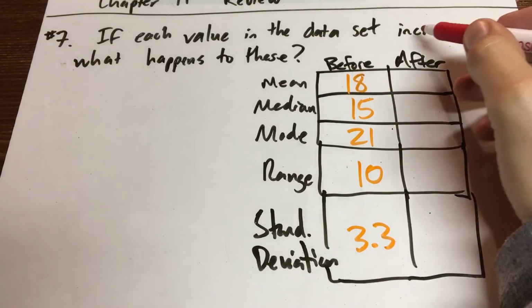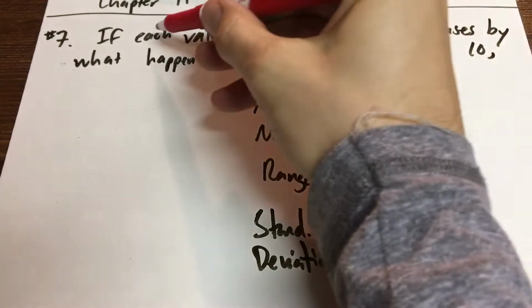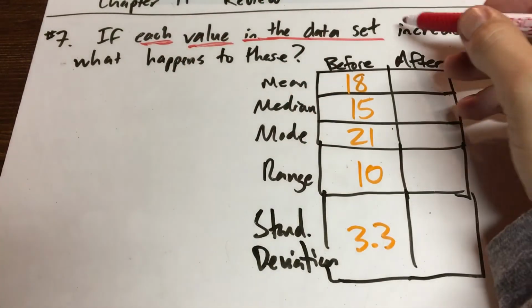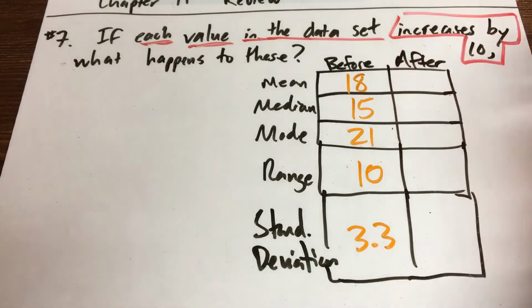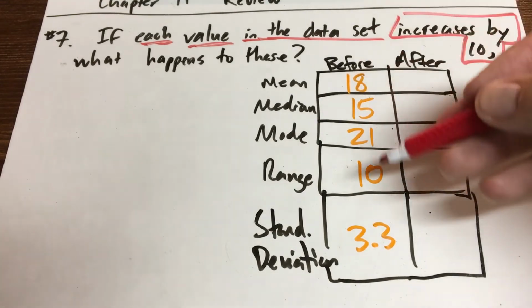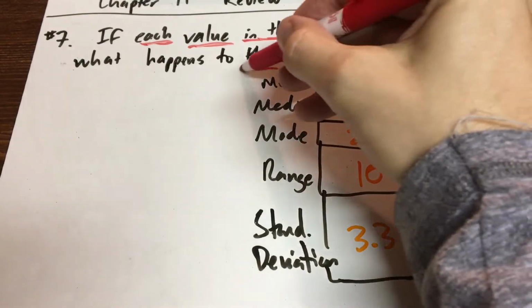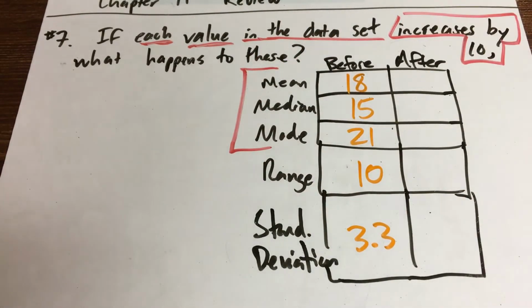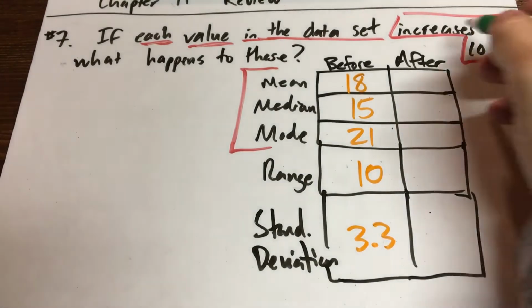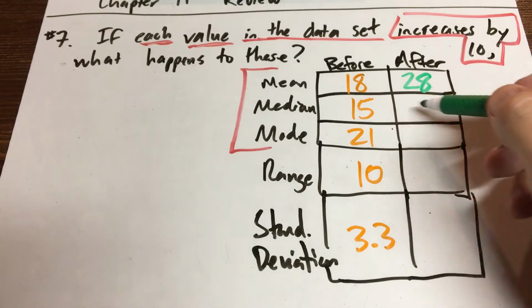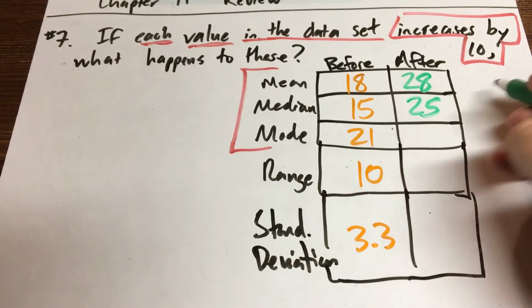And now they're going to say, what happens if I took every number in the list, each value in the data set, and all of a sudden you bump it up by 10. How's that going to change your answers? Right? If it increases by 10, what's going to happen to the mean, median, mode, range, and standard deviation? It's very easy. These 3, the measures of center, the mean, median, and mode, they're going to follow along with whatever happens up here. So if this increases by 10, the mean's going to increase by 10, right? I just added 10. The median's going to add 10. The mode is going to add 10.